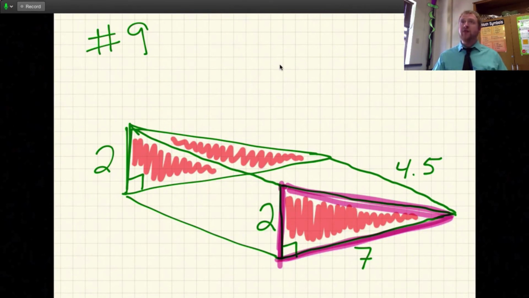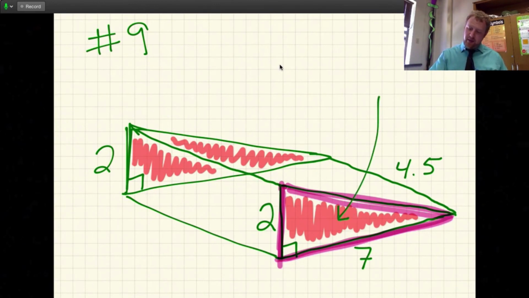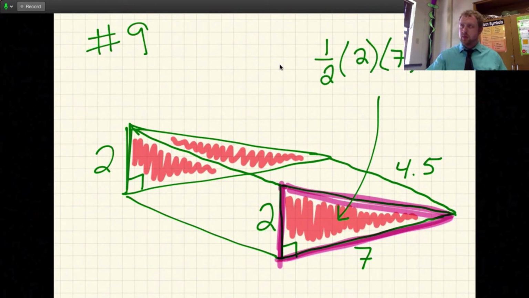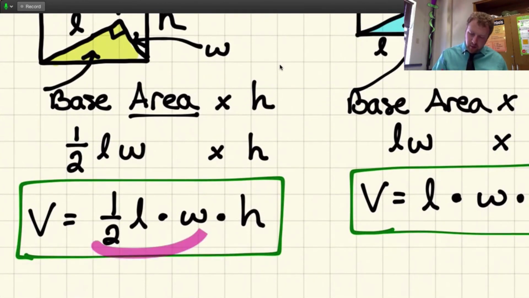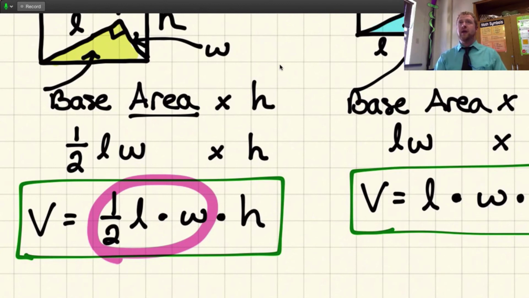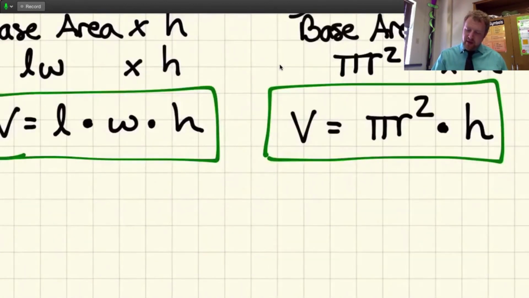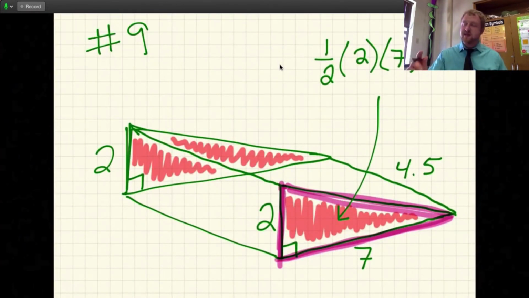I would take half the base of that triangle times the height of that triangle. So to find the area of the base, I'm going to do 1/2. What does that equal? Caitlin? It equals 7. Now, we just did the first part right here. What's the last part that we have to do? Isabella? Times height. And in this prism, the height is the distance between the bases.